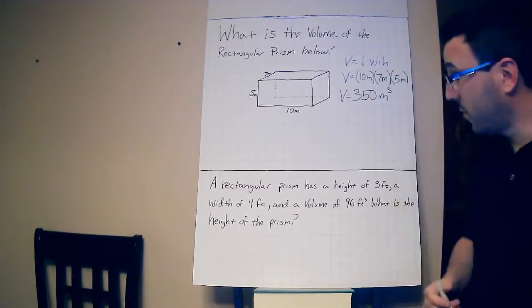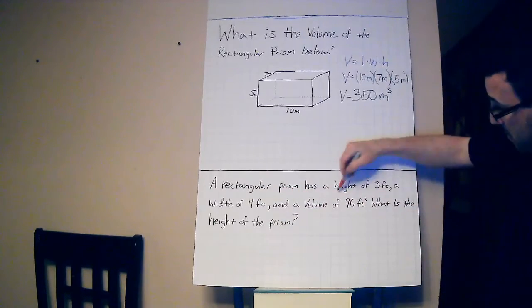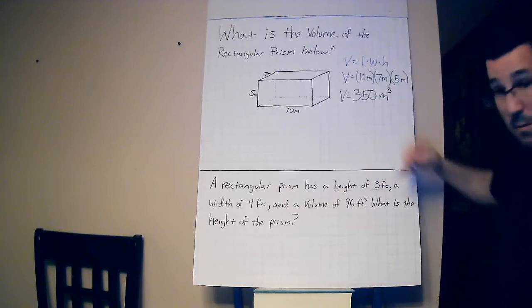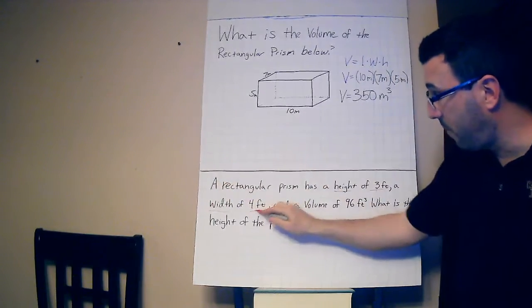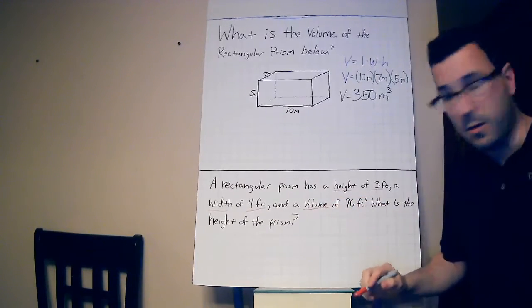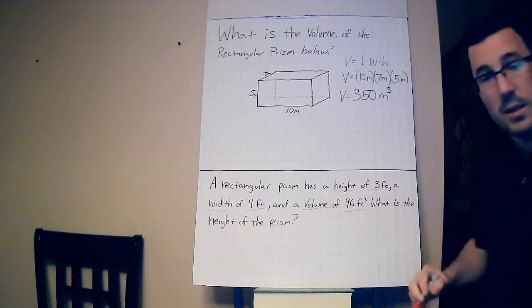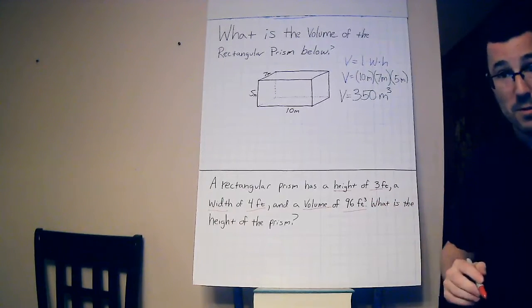So, a rectangular prism has a height of 3 feet, a width of 4 feet, and a volume, they're giving us the volume, of 96 cubic feet. What is the height of the prism?